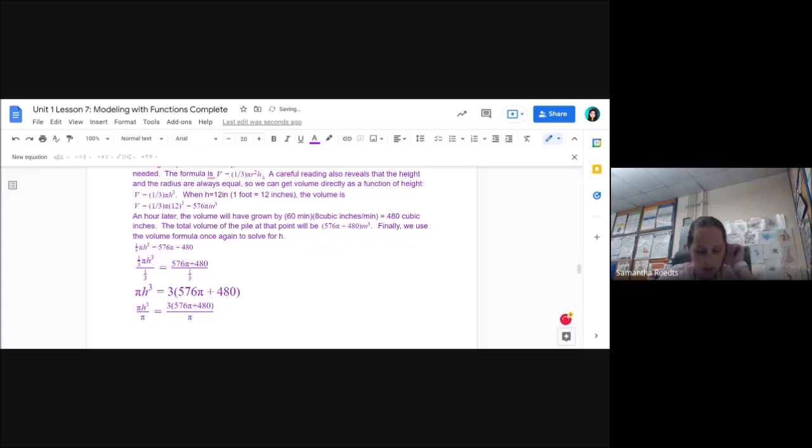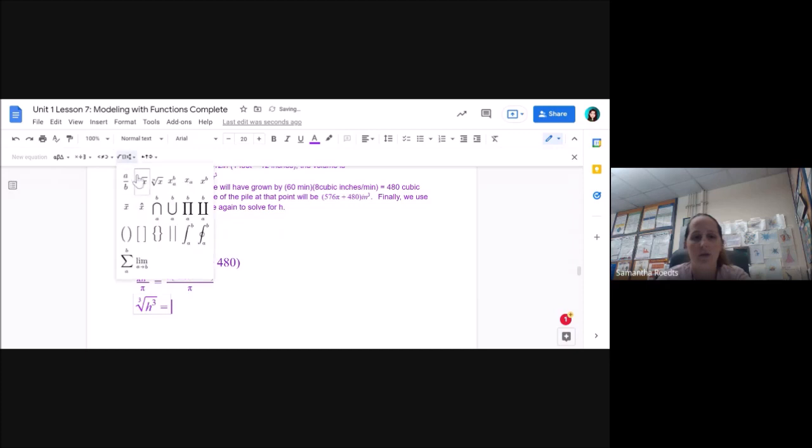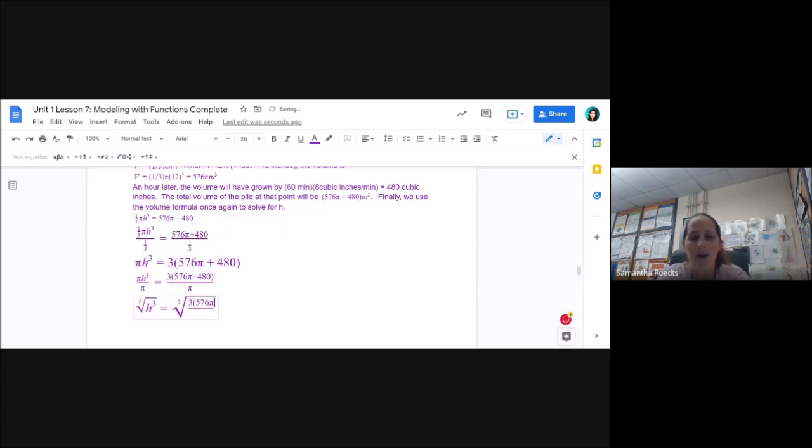So when I do this, and then I'm going to take the cube root. So that gives me the cube root of h cubed equals the cube root of 3 over 576 pi plus 480 over pi.